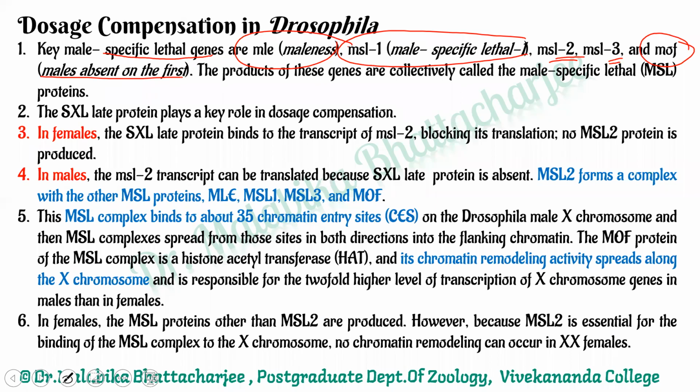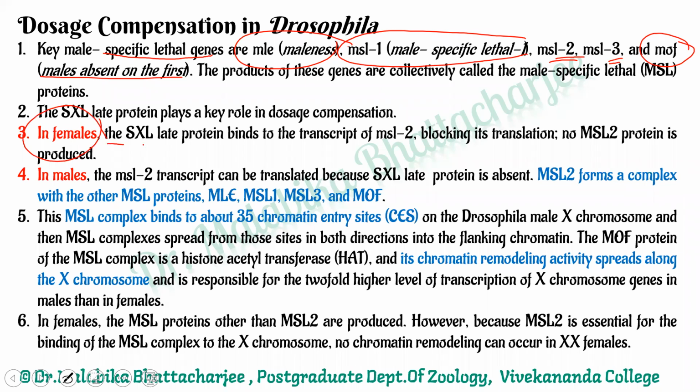Now, if you remember the sex determination in Drosophila, in case of females, the SXL early protein was produced, and then the SXL late protein was produced. But in case of males, the SXL late protein was missing. Keep that in mind. So first we move to females.